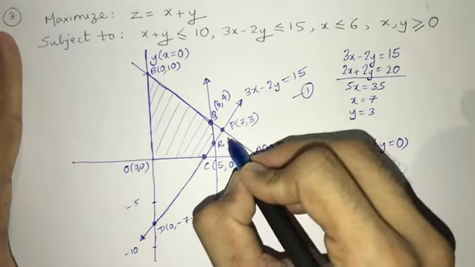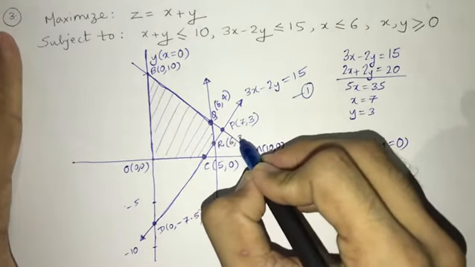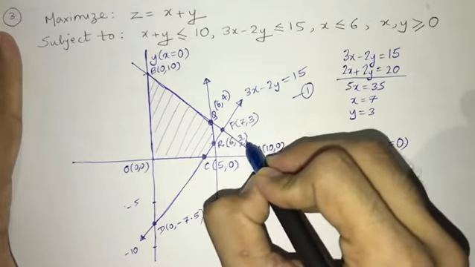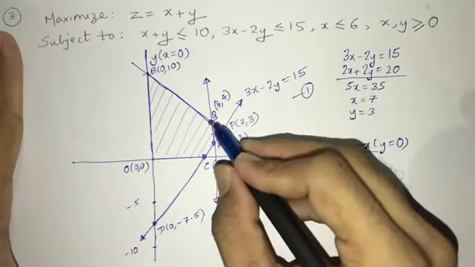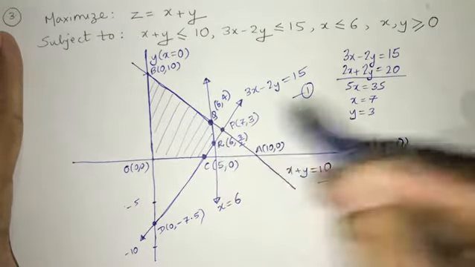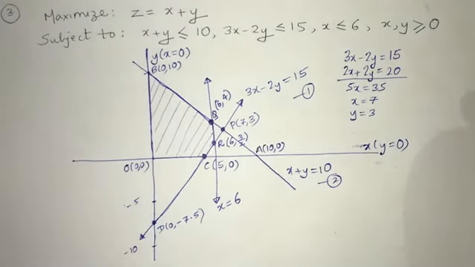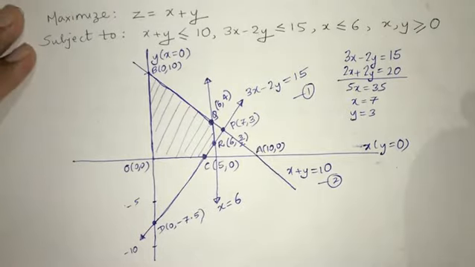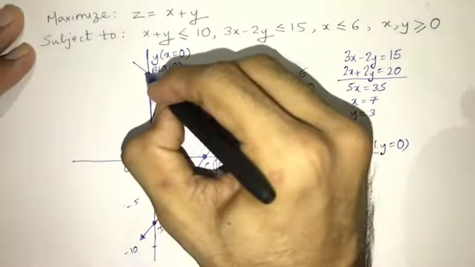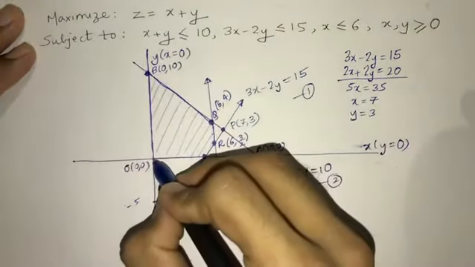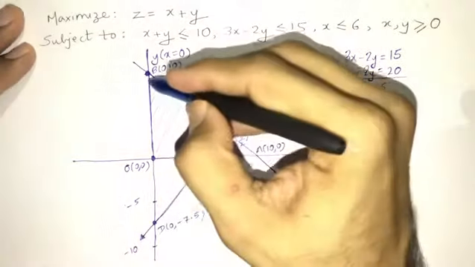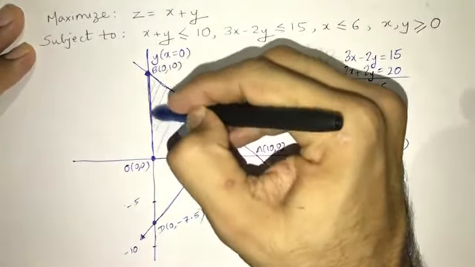So we get R as (6, 3/2). Q is (6, 4), R is (6, 3/2), C is (5, 0), O is (0, 0), and obviously B is (0, 10). Now this is the feasible region.